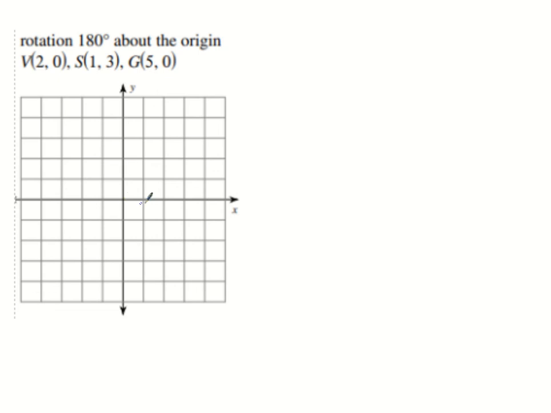So V is at 2, 0. So that's here, here's V. I'll draw this again to give you a visual. S is at 1, 3. That's 1, 1, 2, 3. Here's S. And then G is at 5, 0. So here's a triangle. Not a very good one, but there's my triangle.